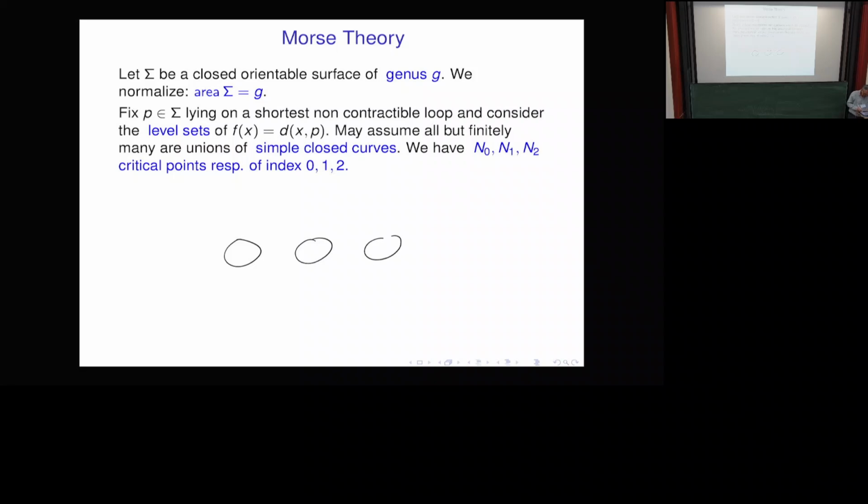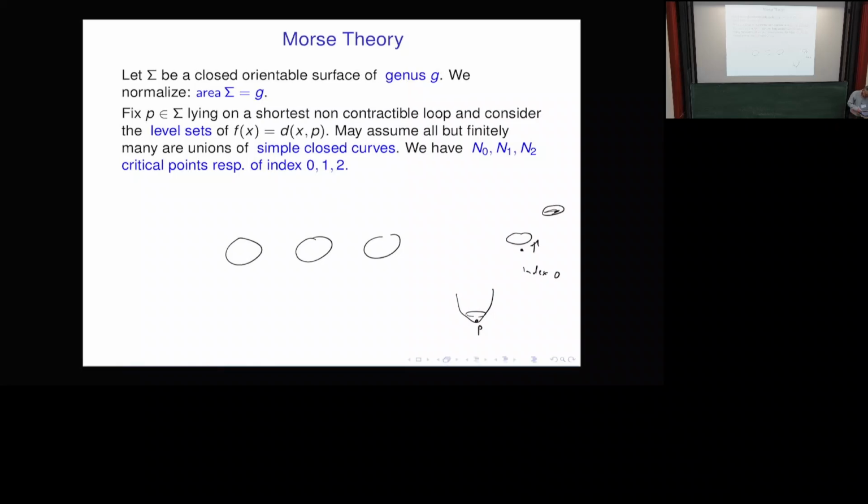Index 0 is when a point blows up and becomes a simple closed curve, and this will happen only at the beginning. I'm going to have only one point like that. When I start at the point P, I will get this, but I will never get it again, so this will happen only once. And now, index 2 is when a simple closed curve becomes a point, so I add a disk there.